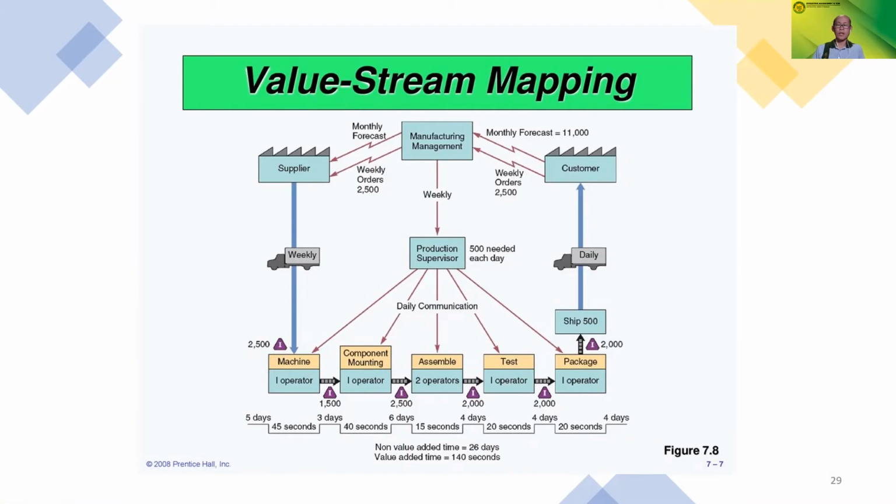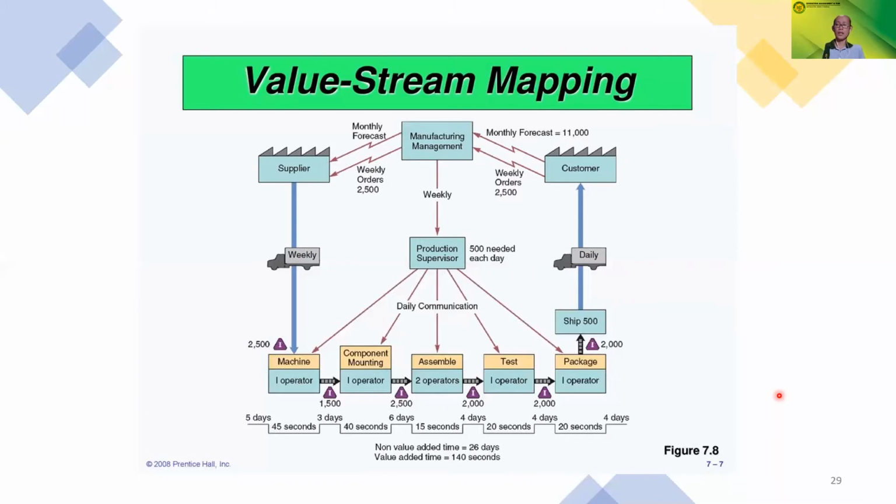This is an example of a value stream map that shows that the company received an order of 11,000 units per month, and they want to understand how the order was processed through manufacturing. So as we can see, there are 5 steps in the manufacturing process: machine, component mounting, assemble, test, and then package. The value stream map helps in understanding its analysis beyond the organization by looking at both suppliers and consumers.